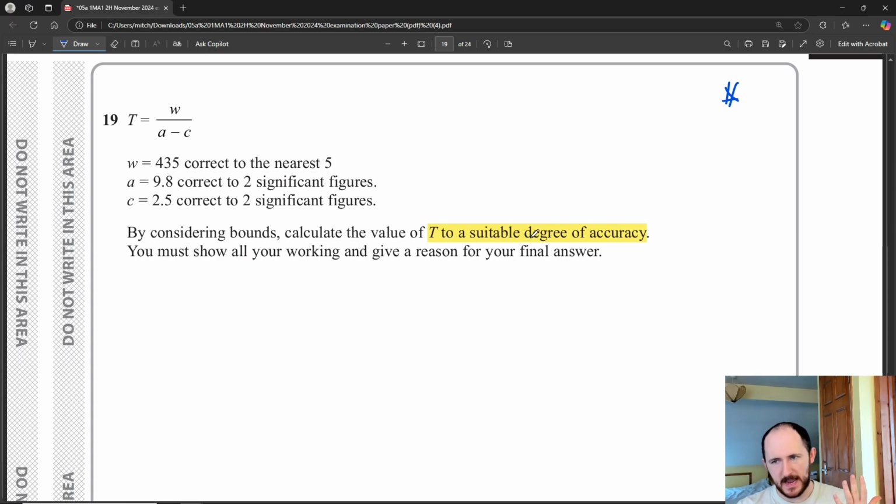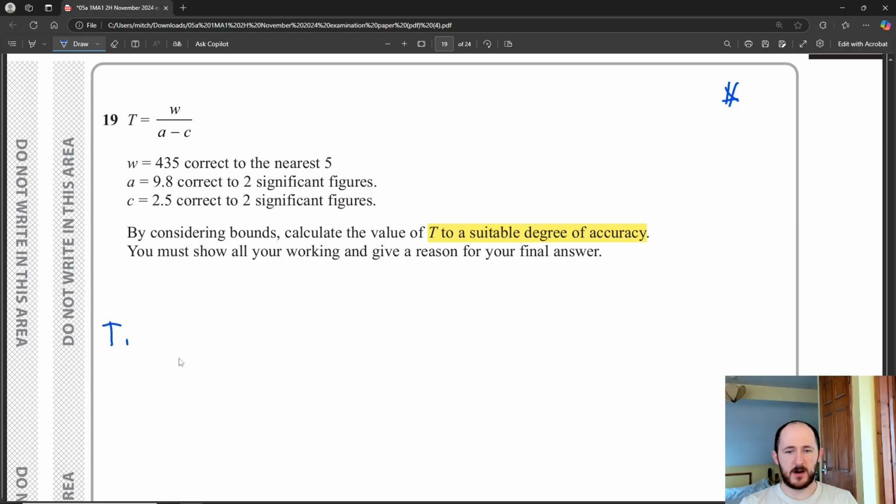It's hard for me to explain what to do without going through the question and showing you. The logic here is we're going to find the upper bound of t and the lower bound of t and see what value they both round to. We want the most accurate value that we can round to, so the highest number of significant figures. So let's get on with it and work out the upper bound of t and the lower bound of t.